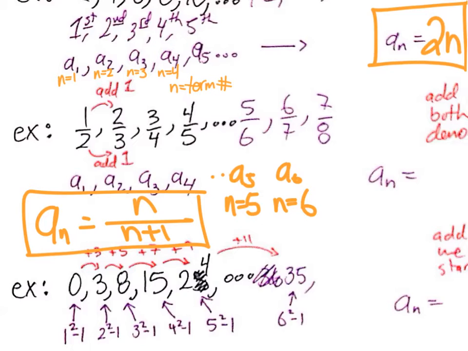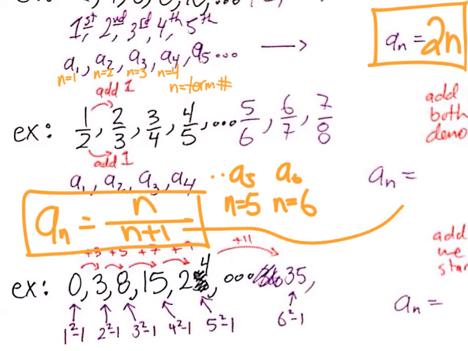Do you see how this works? For the first term, if we put a 1 here and 1 here, we get 1 over 2. And for the second term, if we put a 2 up here and a 2 down here, we get 2 over 3. Over here for the fifth term, if we put a 5 up here and a 5 down here, we get 5 over 6. Voila!